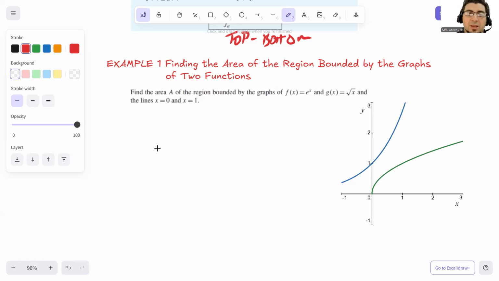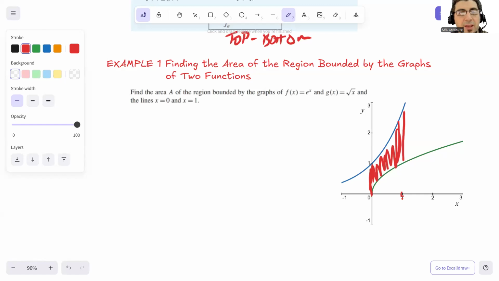So let's look at an example here. We want to find the area of the region bounded by the graphs of e to the x and square root of x and the lines x equals 0 and x equals 1. First thing you want to do is graph it, which I already have here, and then figure out where the region is. So x equals 0 would be from here to x equals 1, which would be right here. So I'm just going to shade in that region right there. And so we want to figure out the area of it.